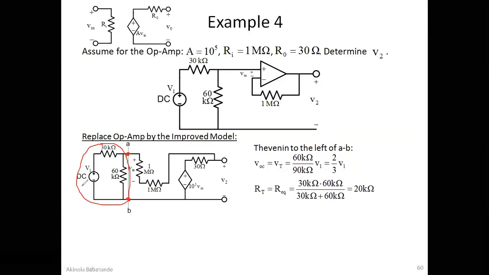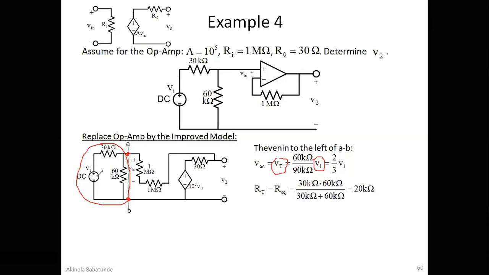Okay, if you do that, your VOC will be V Thevenin, and that would just be equal to 60 divided by 90. 60 is going to be R, this R1, divided by the R equivalent. So R equivalent will be equal to 30 plus 60, that is 90. So it's 60 over 90 multiplied by the V source. V source will be V1. So you have 2 over 3 V1 as your VOC, and that will become your V Thevenin.